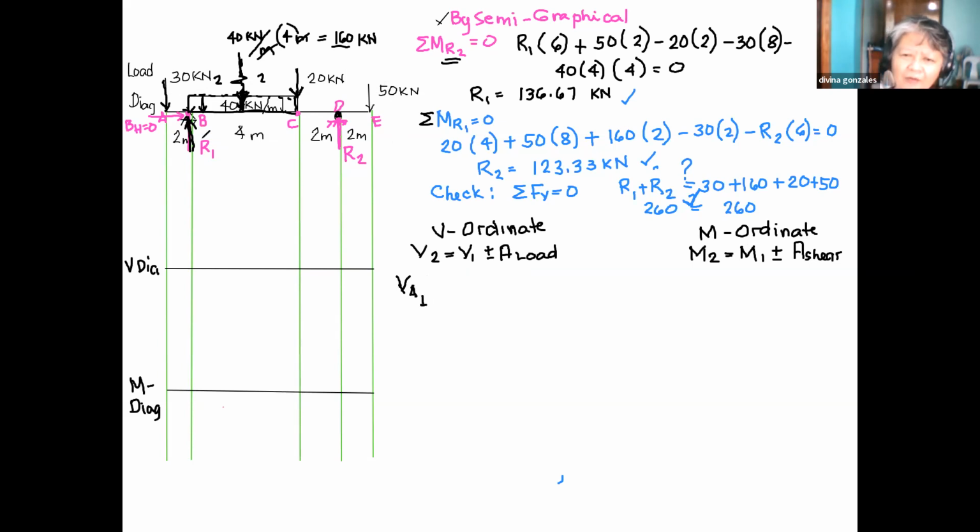Pero hindi lang yun. Whenever we have a concentrated reaction, katulad sa B at saka sa D, that is where our R1 and R2 are applied. So dapat at those points, meron ding left and right. So ibig sabihin, in this particular problem, the shear at A, left and right, should be considered. Tapos sa shear at B, dapat may left and right din. B left, B right. Shear at C, left and right. Shear at D, left and right. And then shear at E, left and right.